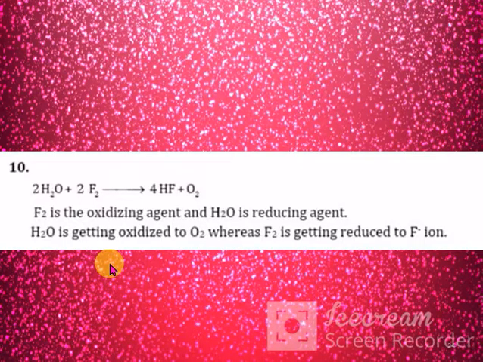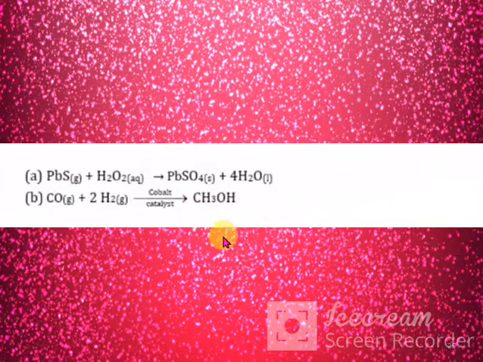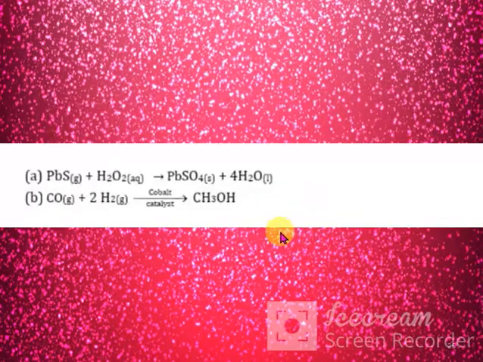Next, complete the following reactions. PbS solid plus H2O2 aqueous. Then what does it form? It forms PbSO4 solid and 4H2O. And the next one is CO gas, carbon monoxide, plus 2H2 gas, with cobalt as a catalyst. Then what does it give? It gives CH3OH.